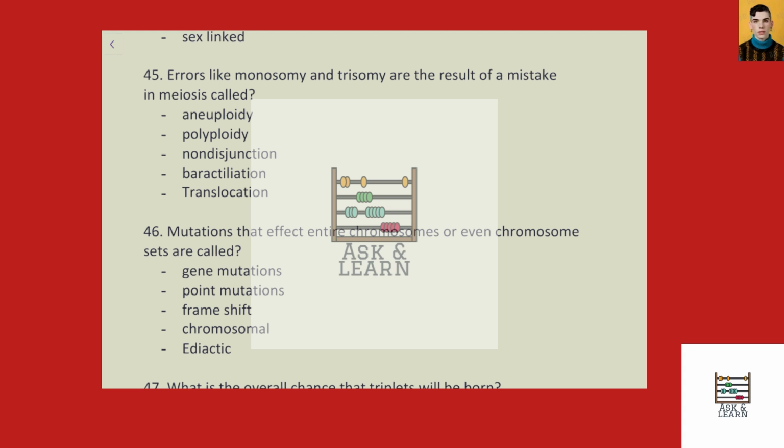Errors like monosomy and trisomy are the result of a mistake in meiosis called? So first of all, let's define these. So these are both types of chromosomal abnormalities. And so trisomy is where a person has 3 of a particular chromosome instead of the usual 2 that you have of all chromosomes. And monosomy is where they have just 1 of that chromosome. And having either too many or too few chromosomes, so missing or extra chromosomes, is a condition called aneuploidy.